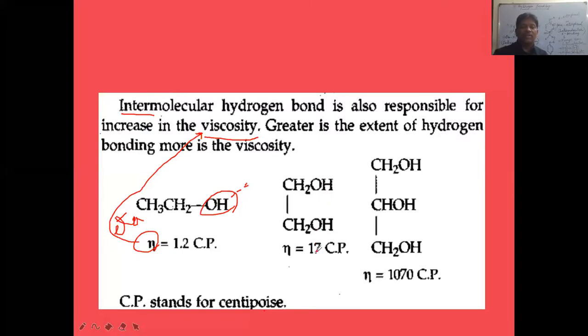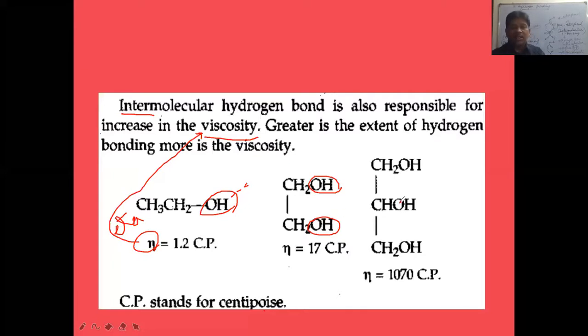So how many centipoise does it have? 17 centipoise will be the viscosity of this liquid, because here 2 OH groups are there and 2 hydrogen bonds will be possible. This OH will exhibit hydrogen bonding, and this one also shows hydrogen bond formation. So two OH groups are present here, and stronger hydrogen bonding will be there.